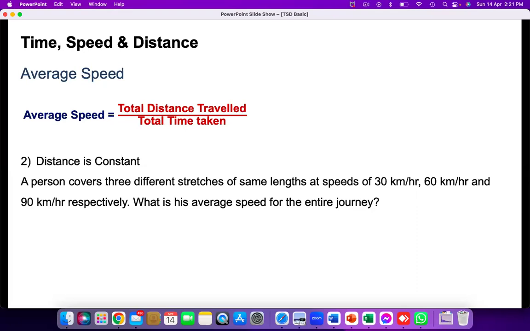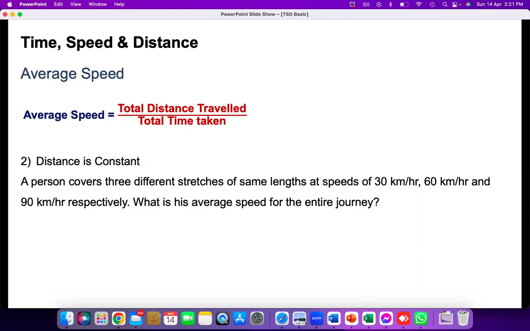So since distance is constant, it means all 3 distances are same. Fine, all 3 distances are same. So write d1, d2, d3, or d only. On the top you will be writing total distance is equal to 3d, right?